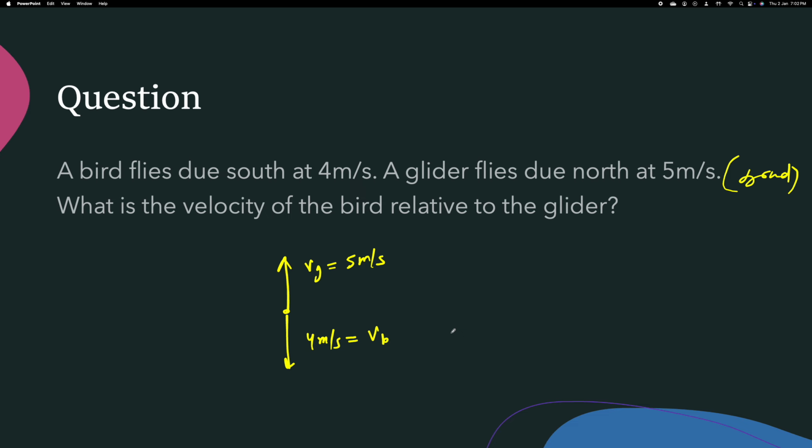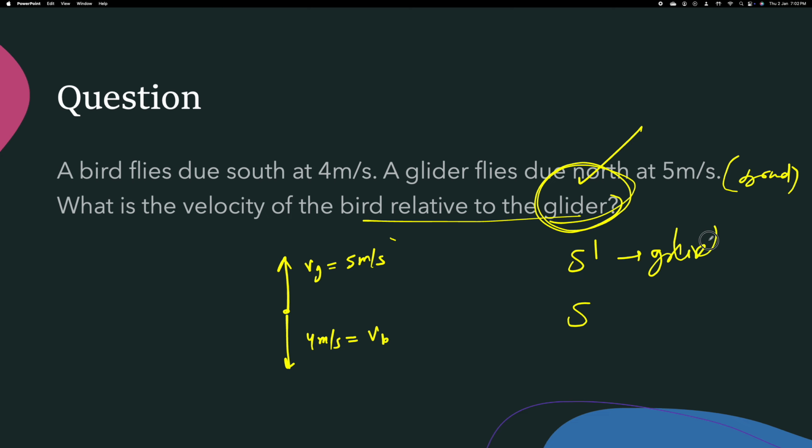Let's continue the question. What is the velocity of the bird relative to the glider? And glider is a moving frame, S prime. And ground is a stationary frame, S. So S prime in this question is your glider and S is your earth. So what is the speed of the glider with respect to the earth? Because the glider is a moving frame, no? So that's denoted with the letter V. Remember, V is nothing but speed of the moving frame with respect to the earth. So what is the speed of the glider with respect to the earth? It is V equals 5 meters per second.